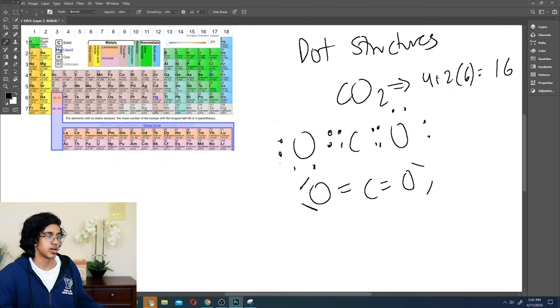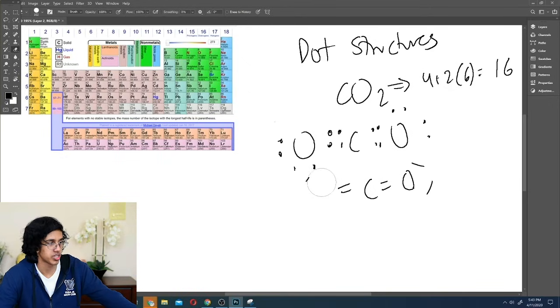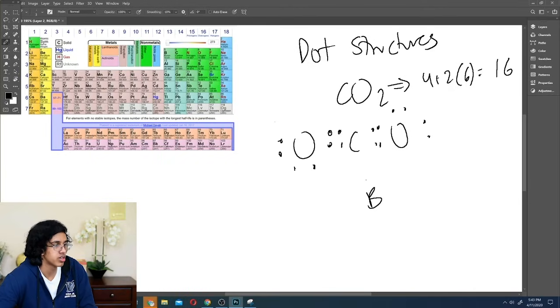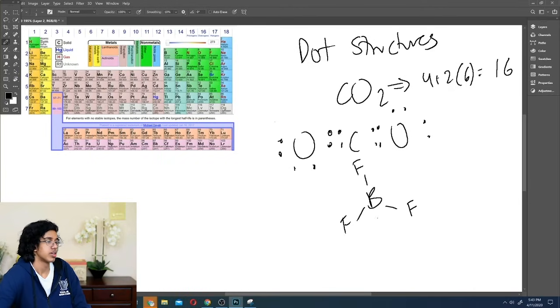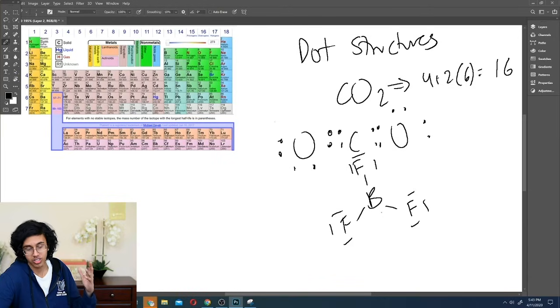Alright, just a couple exceptions to this rule. Drawing 8 electrons around it is not always the case, like with boron. Boron is going to have a trifluoride. In this case, boron only needs 6 electrons around it. So your dot structure is going to look like this. I know boron doesn't have an octet, but boron is totally okay with that.